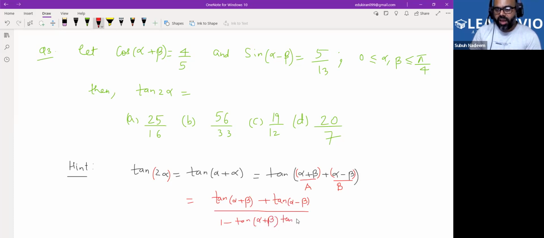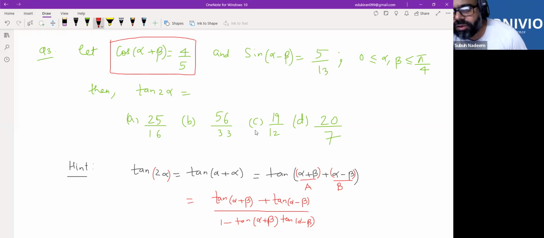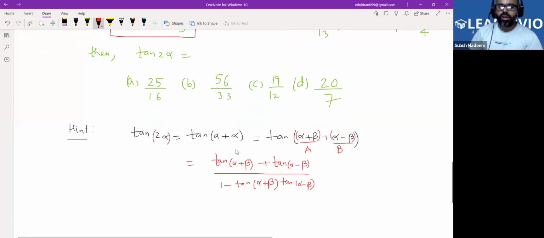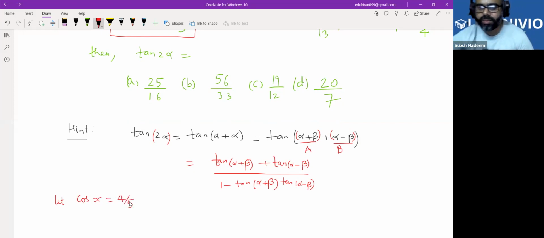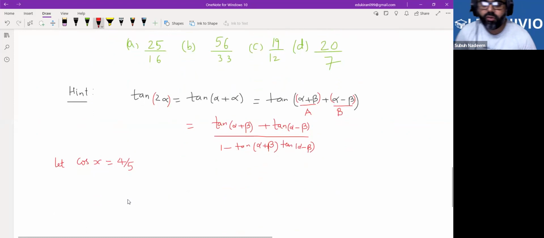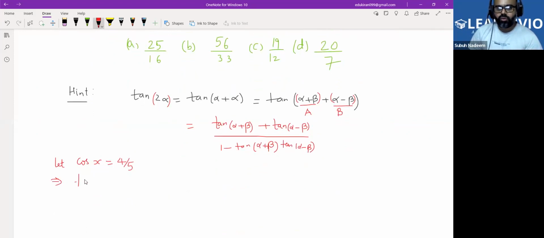Now, if we have cos alpha plus beta given to us, so from there, can we find tan alpha plus beta? If you are thinking that alpha plus beta is getting confusing, you let that cos of x is given as 4 by 5. Think of alpha plus beta as an angle x. So cos x is 4 by 5. And we want to know what is tan x, where x we are taking as alpha plus beta. So how we do it?